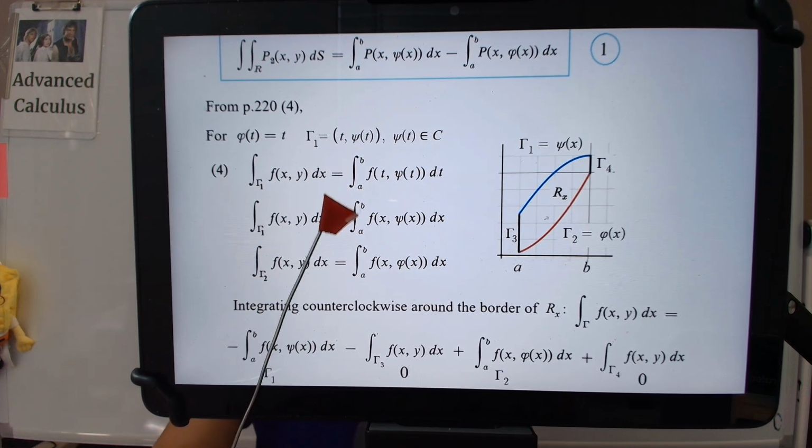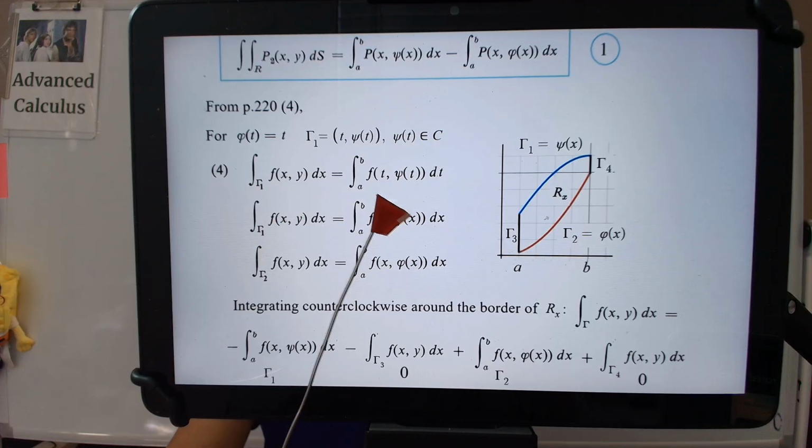plugged it in. The phi of t is substituted as t, right here, and psi of t stays itself. So then, if you plug everything in, x is phi, so dx will become just dt, and that's how this equation goes.